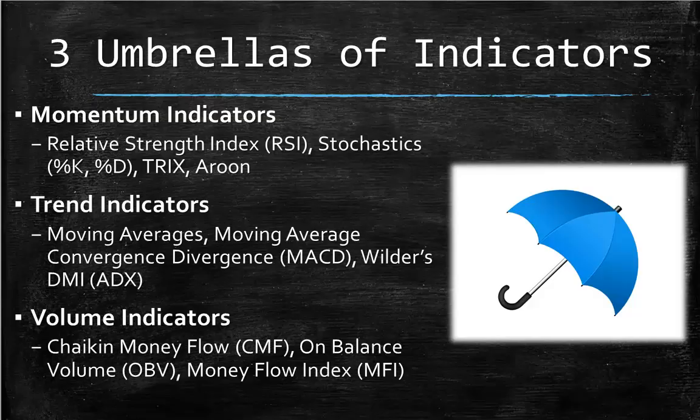Trend indicators, you have moving averages, the moving average convergence divergence, the MACD, Wilder's DMX or DMI, volume indicators, chalk and money flow, on balance volume, money flow index. So there's many more that I'm leaving out. The point of this slide is just to let you know that there is a family of indicators. That family then gets broken down into what I picture as umbrellas, and underneath each of these umbrellas, you're going to have different types of indicators.